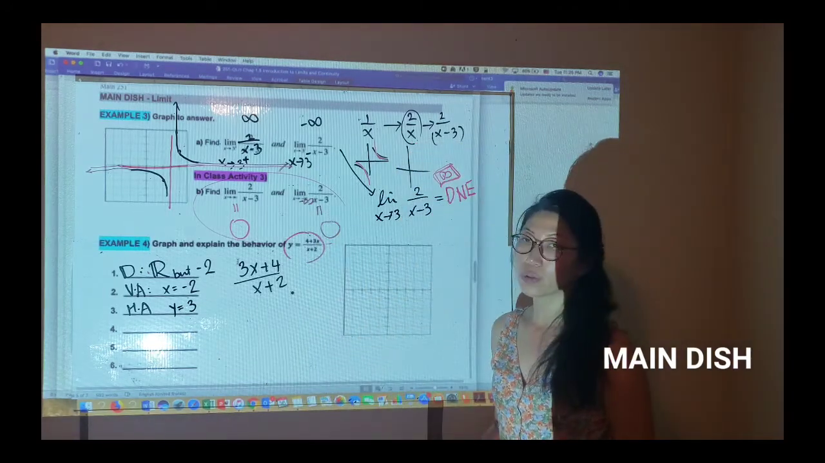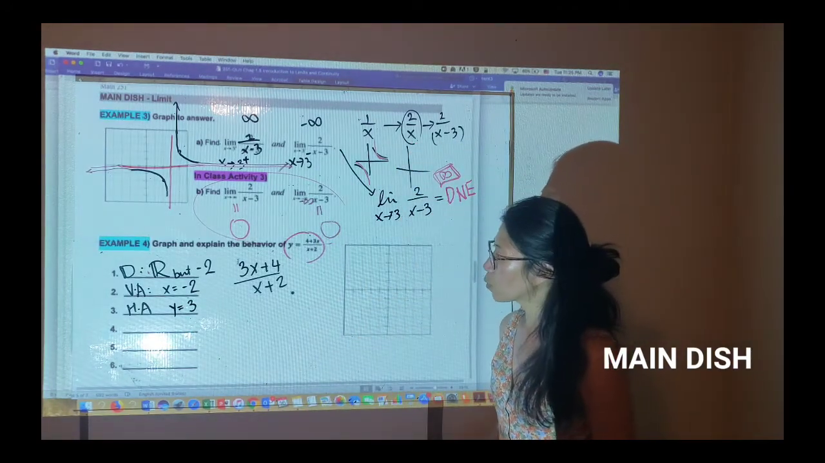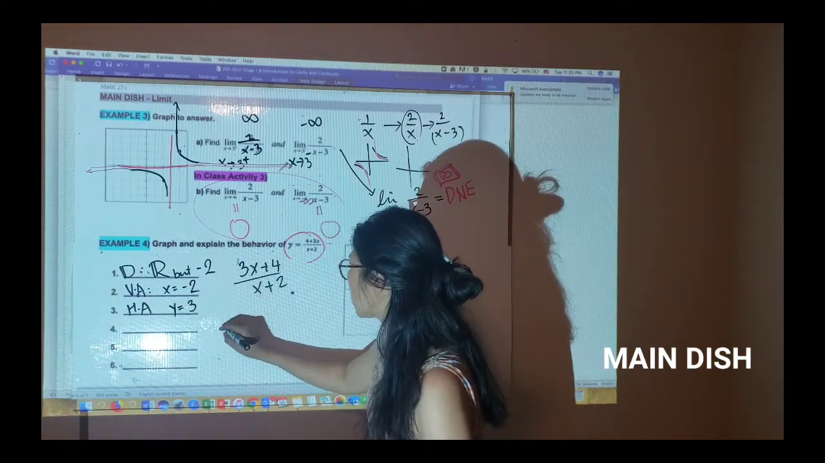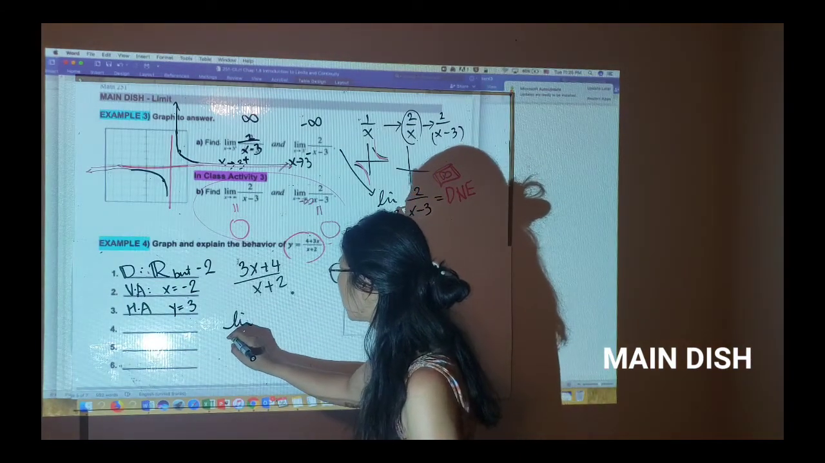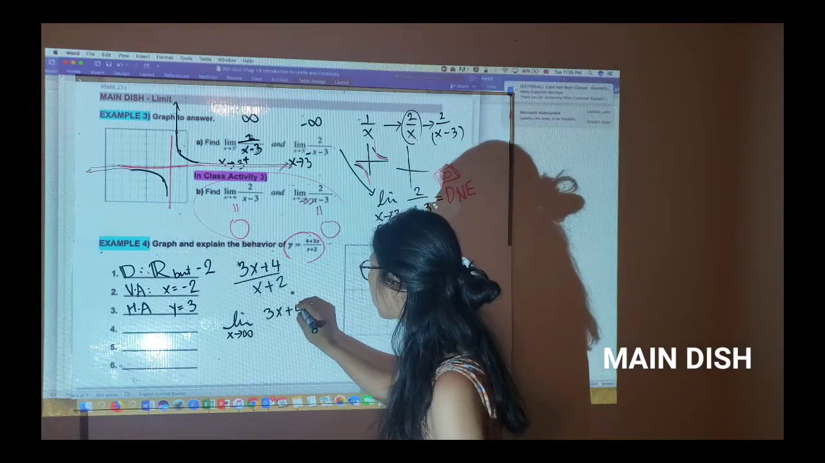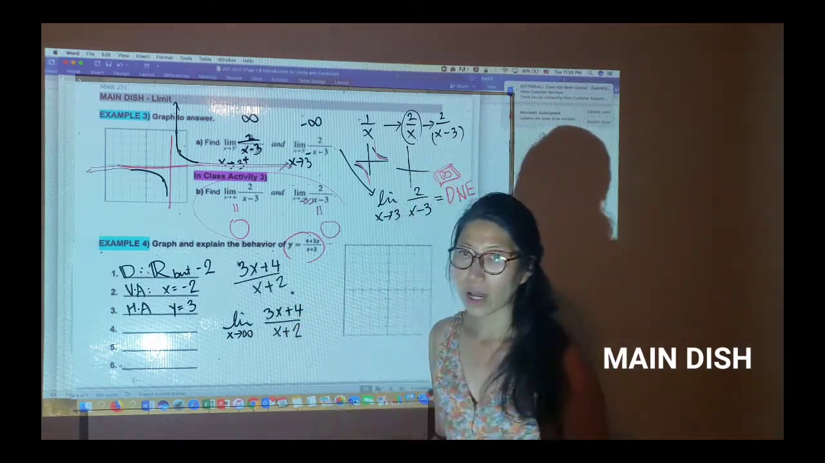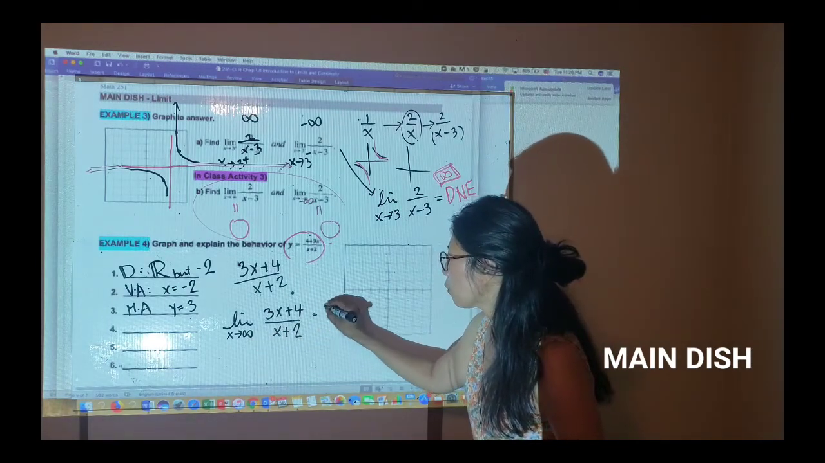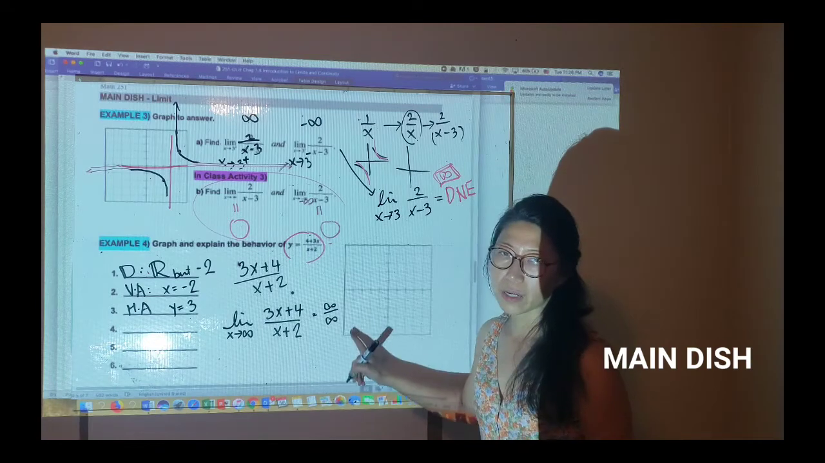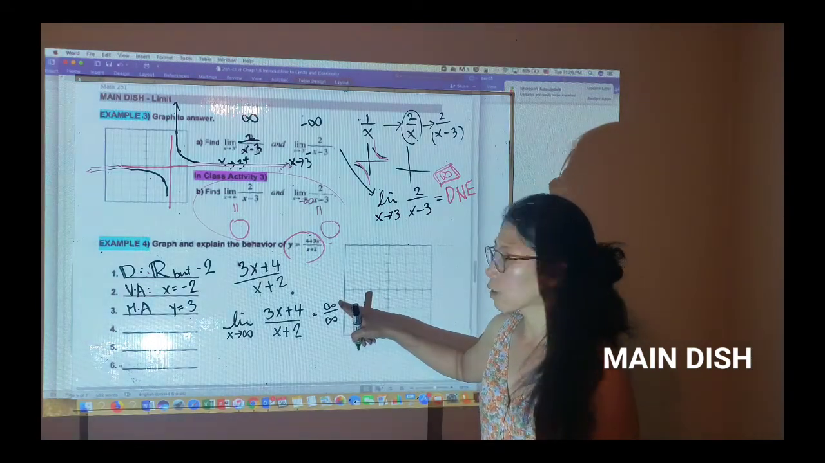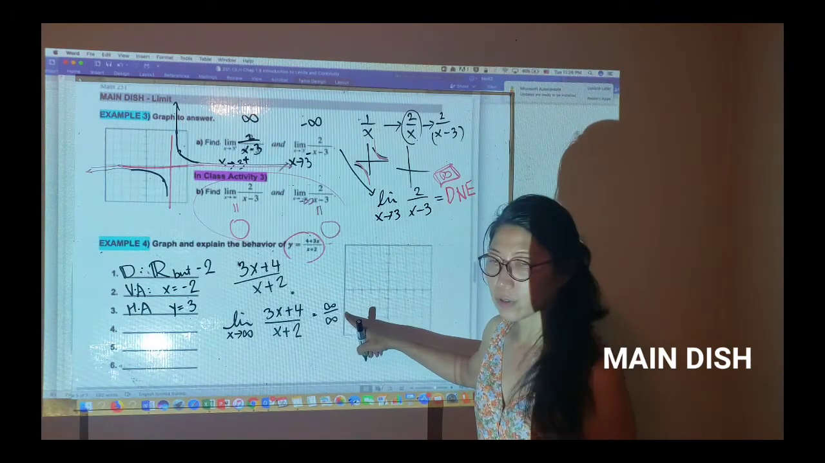But I want to show you now how we do this in the calculus way. In order to find the horizontal asymptote, we say x goes to infinity of 3x plus 4 over x plus 2. What happens? If you plug in infinity, I'm going to get infinity over infinity. In mathematics, we cannot define that. We cannot say this is 1, because one infinity can be twice as big as the other.